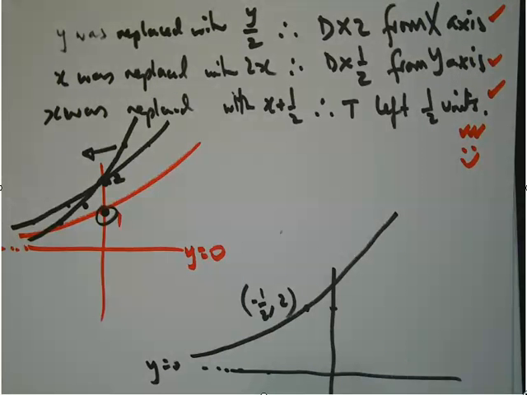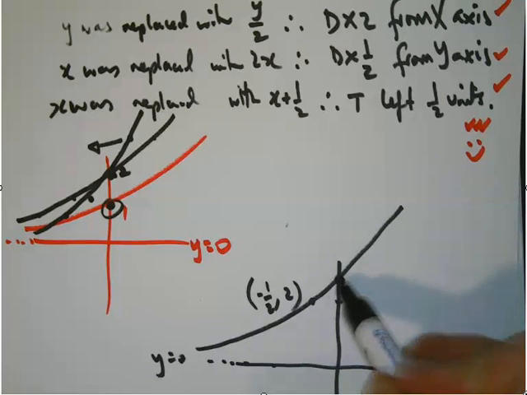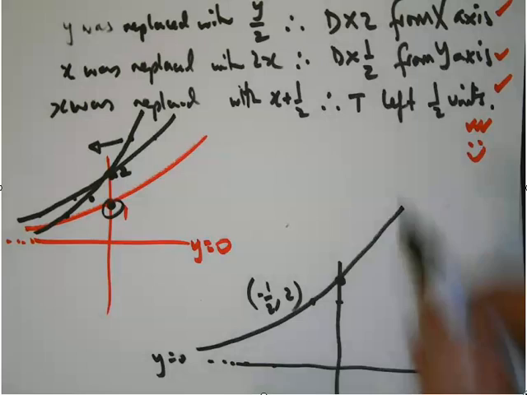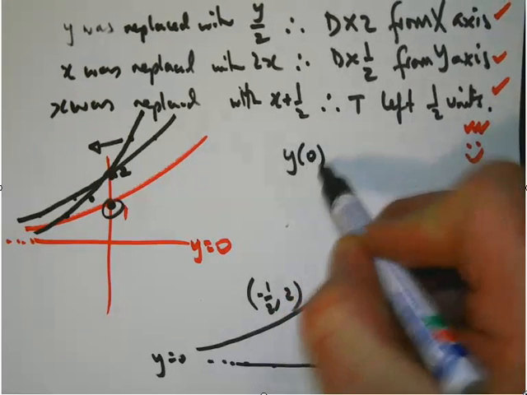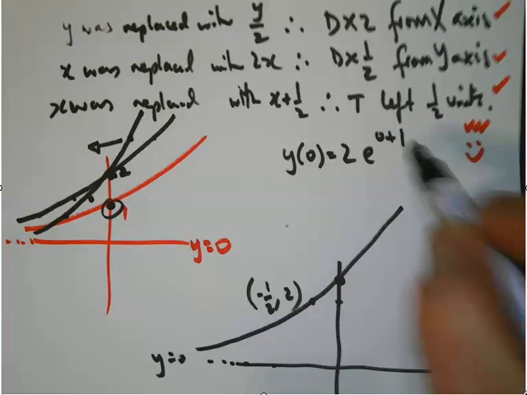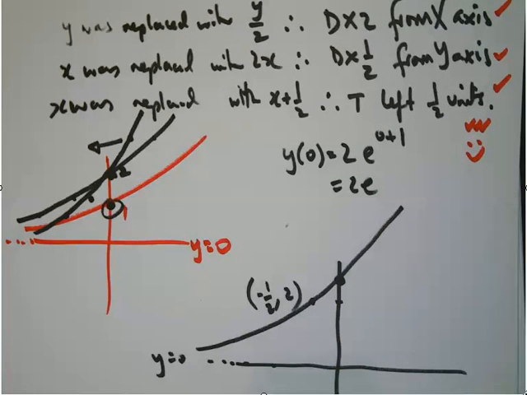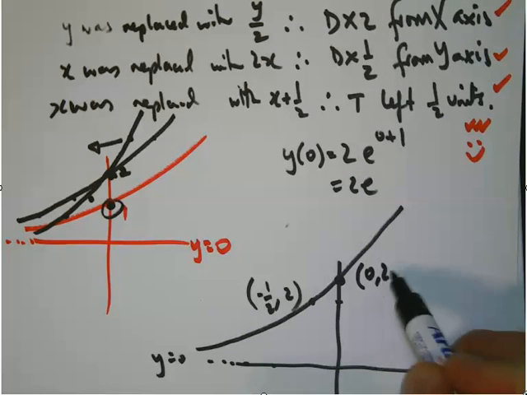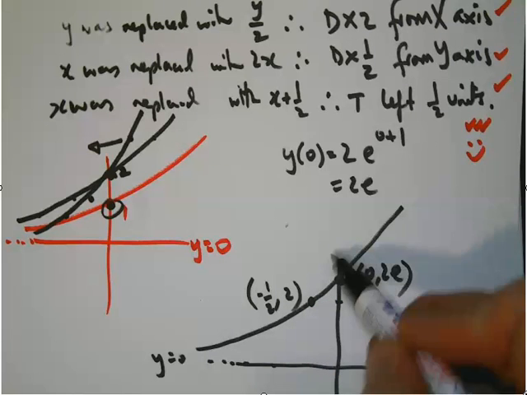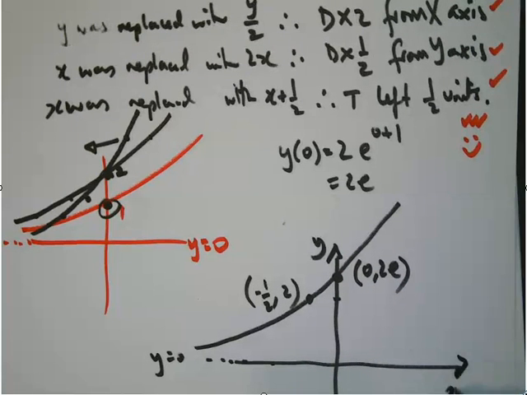There is no x-intercept because the x-axis is an asymptote, and I can work out what that point there is by substituting 0 into the equation. The equation is y of 0, and it's going to equal 2e to the 0 plus 1, which is going to be 2e. So that's 0 and 2e. I've got my second point labelled. That's y, that's x, and that's what the graph will look like.